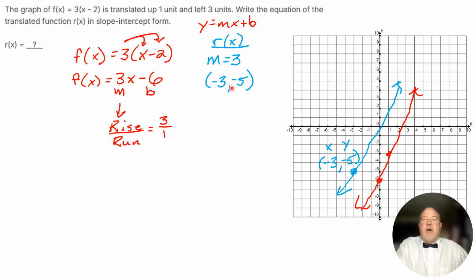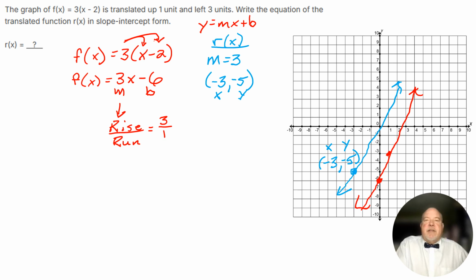So I have a slope and a point. How am I going to find the y-intercept? Well, I'm going to take this point, which is an x and a y value, and plug those in for x and y in slope-intercept form, and plug in 3 for m, and then solve it for b. That's how we're going to do this. So let me first label this. This is an x and this is a y.